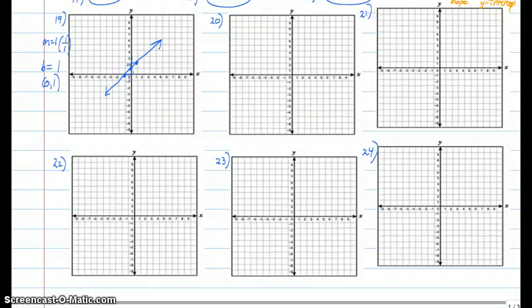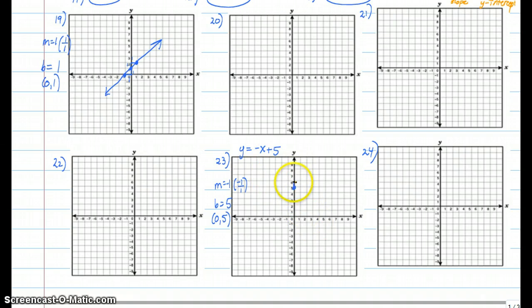On 23, they say y equals negative x plus 5. Again, I'd like you to write the problem. And we're going to figure out what the m and the b are. So m is negative 1, which can be negative 1 over 1, rise over run. B equals 5, ordered pair 0, 5. We plot the 0, 5. And then we know we have negative slope, so it has to fall from left to right.